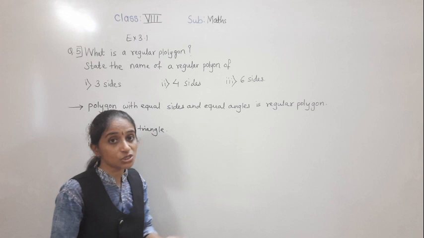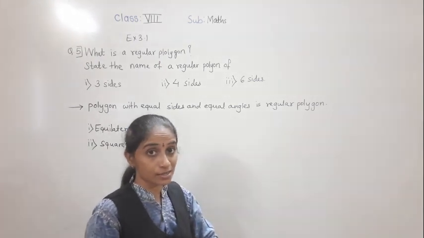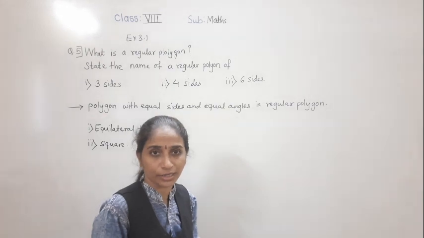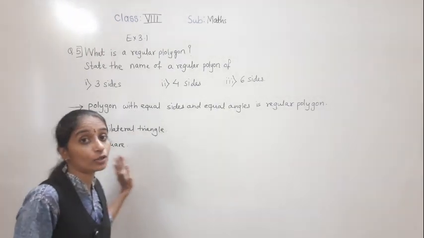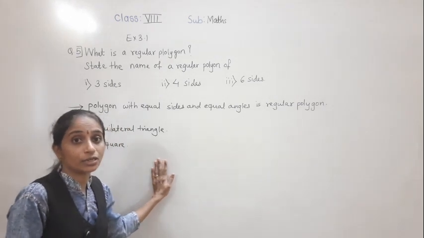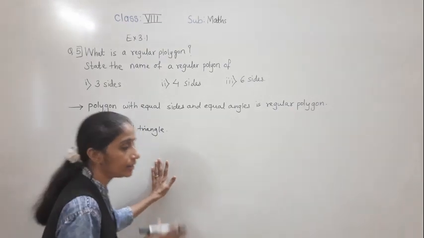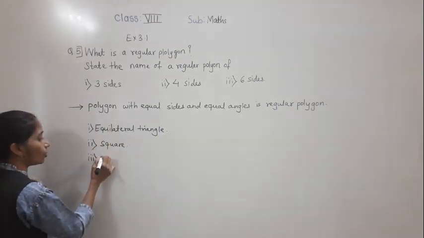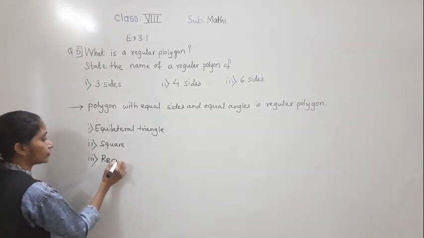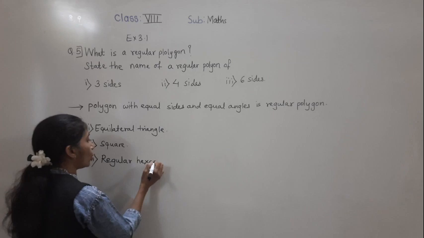So with 6 sides, which figure? Hexagon. Now a hexagon can be regular and also irregular. So which name will we write? Regular hexagon, because a regular hexagon has all the sides and all the angles equal. Okay, so for the third, what will come? Regular hexagon.